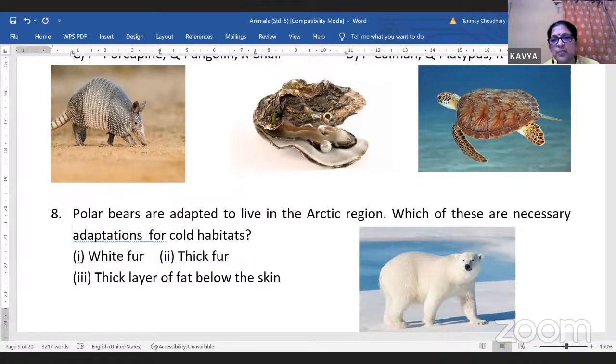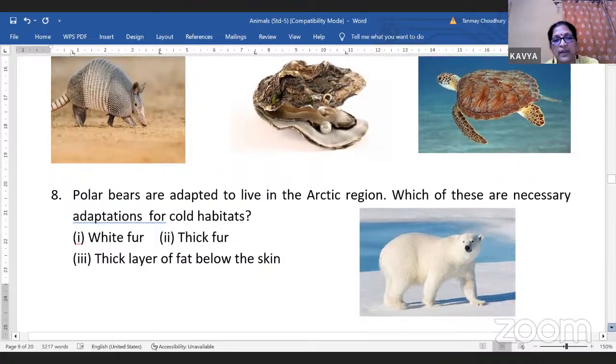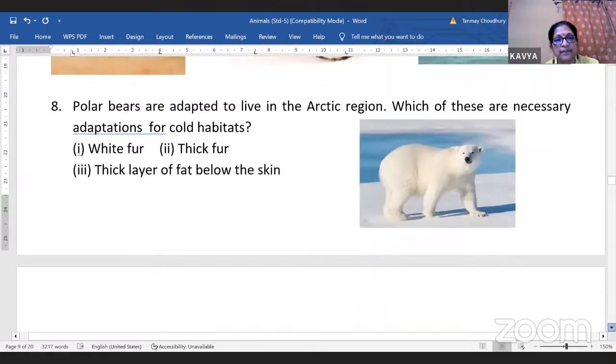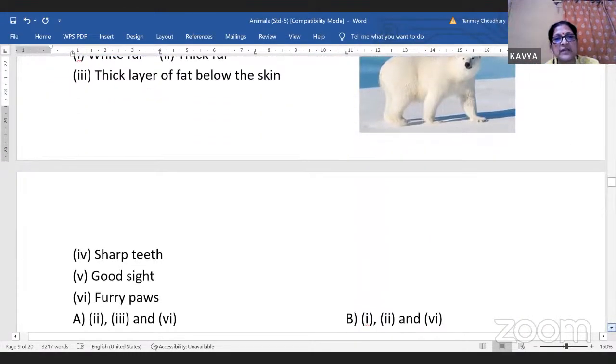So here, this polar bear lives in the polar regions. Very, very cold there. So how will it live there? It has got a thick layer of fur. You can see here, it has got a thick layer of fur, which helps it, like a blanket, to protect it. It has got a thick layer of fat below the skin that keeps it warm. What else? It has got sharp teeth, good sight, furry paws. Out of which ones will be the answer?